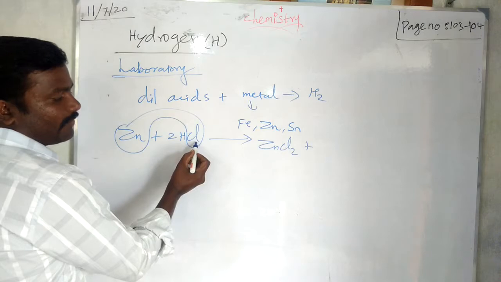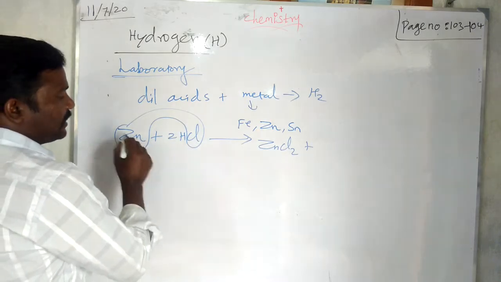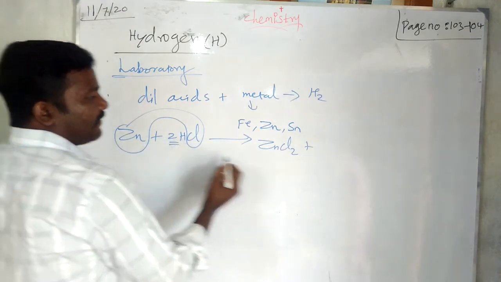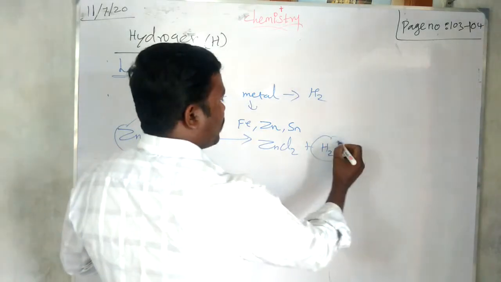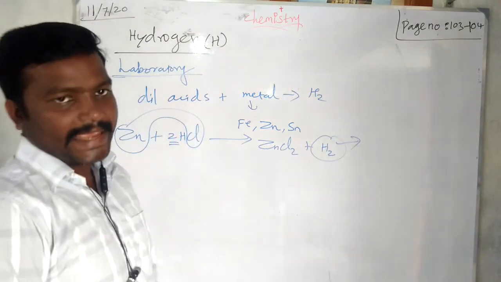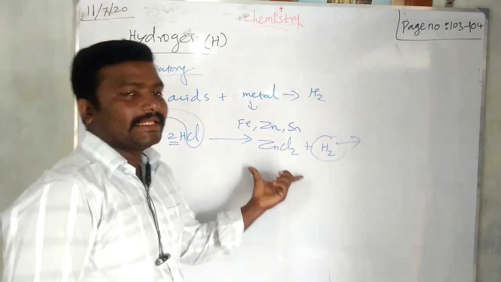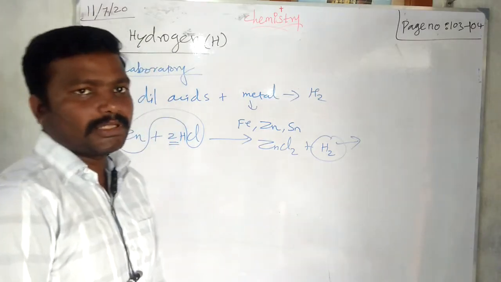2Cl, 2 common for both Cl and hydrogen. 2Cl, zinc becoming zinc chloride. Remaining we have 2 hydrogen. That is nothing but our expected hydrogen gas. So we have prepared hydrogen successfully in the laboratory method also.